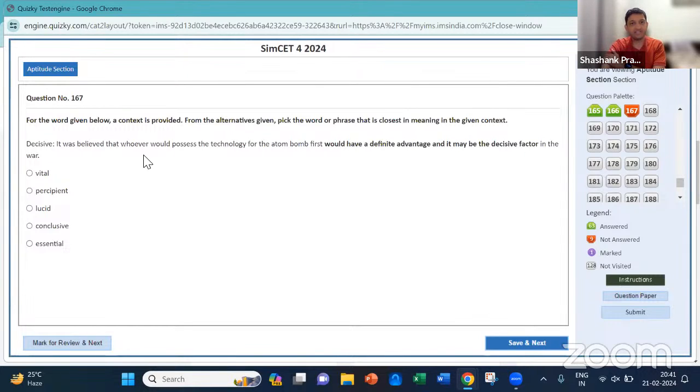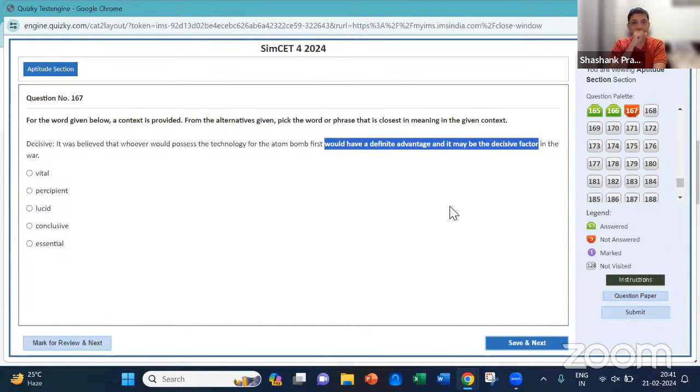Decisive, closest in meaning. It was believed that whoever would possess the technology would have a definite advantage, and it may be the decisive factor in the war. Conclusive in the war, essential, percipient, conclusive. Conclusive is fine. I think conclusive is good. Okay, let's see.